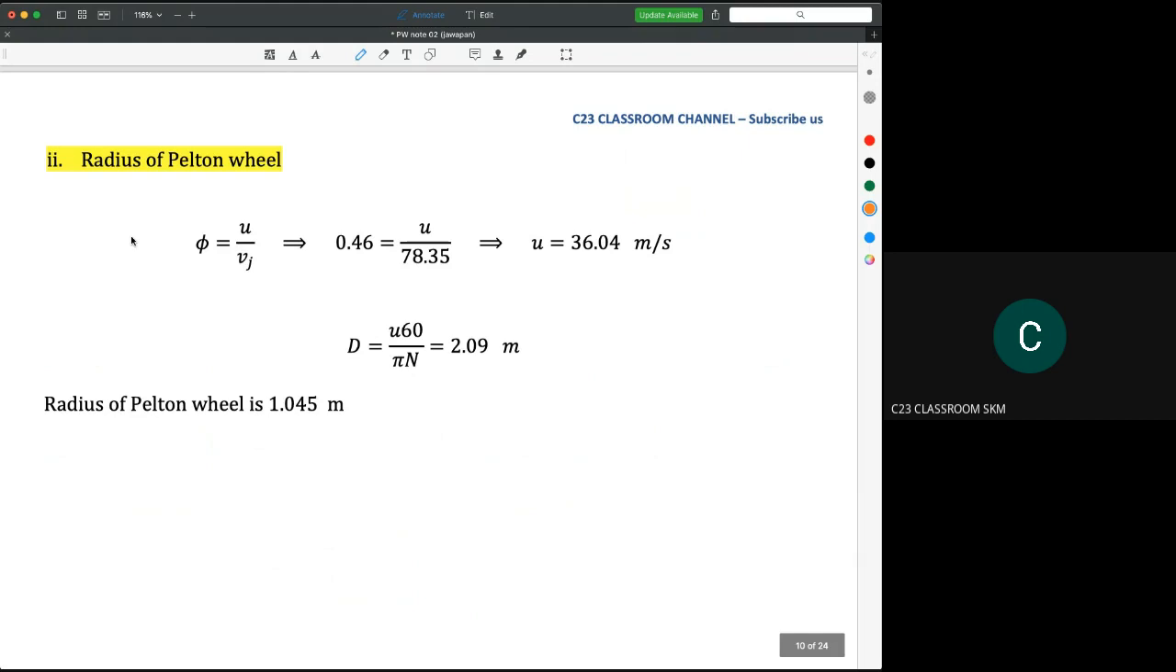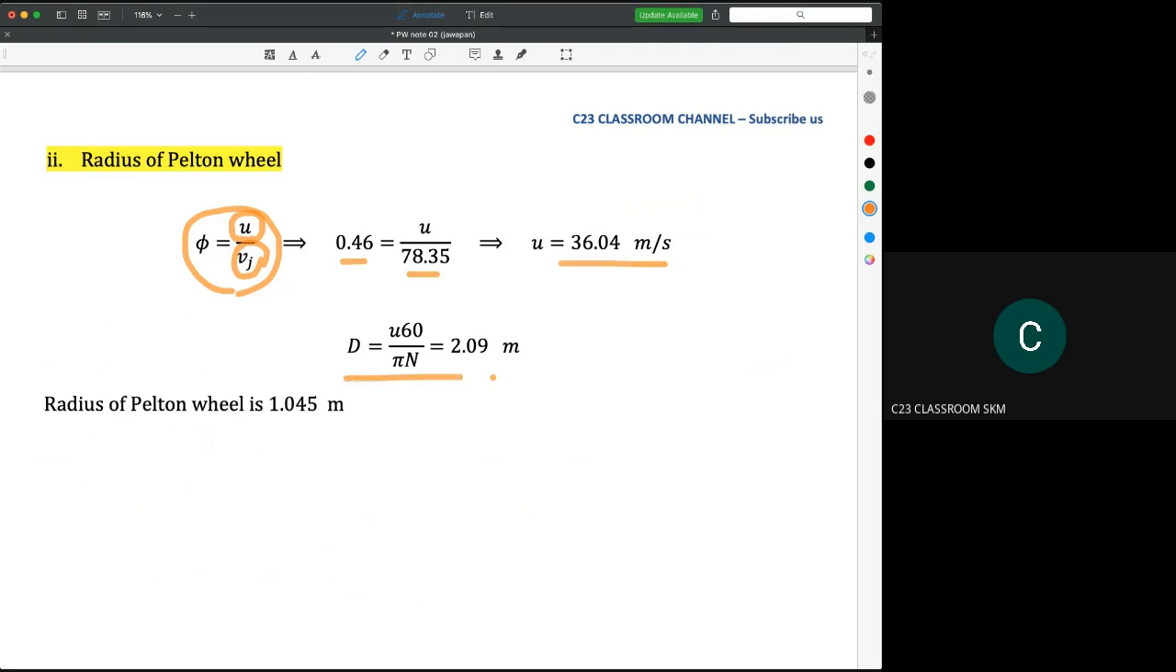Now we need to calculate the radius of Pelton wheel. So we have this speed ratio, because in speed ratio we need to know the speed of the wheel and the water jet. It is given that the phi here is 0.46. So we know the water jet is 78.37, means that the velocity of wheel is 36.04 meter per second.